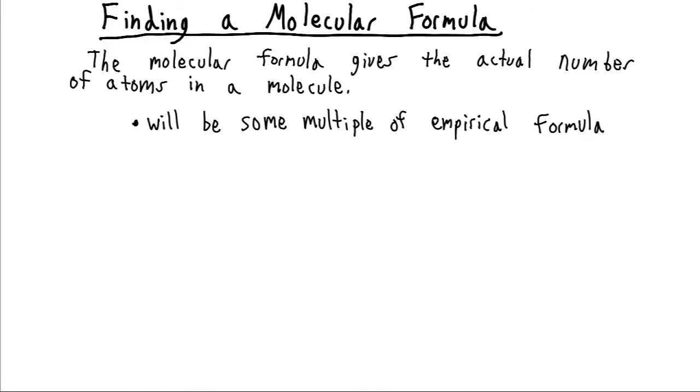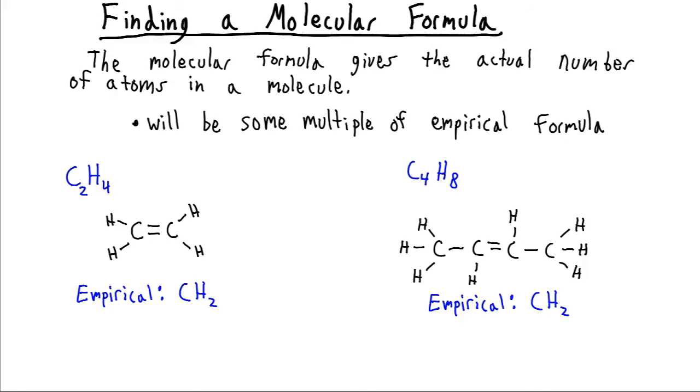Probably we're not content being able to just find empirical formulas. We'd like to know the actual number of atoms in a molecule, which is what's given by a molecular formula. Well, this is going to be some multiple of the empirical formula. So here we have a couple of cases. C2H4: we have 2 carbons and 4 hydrogens, but the simplest way to write that ratio is 1 to 2. So the empirical formula is CH2.